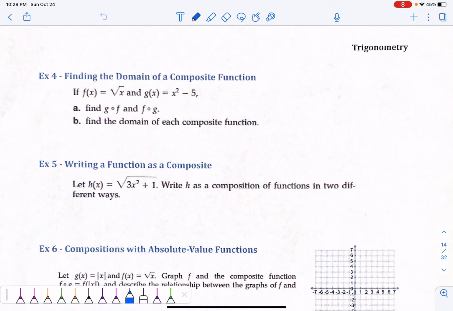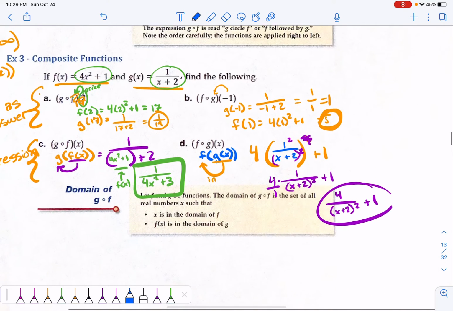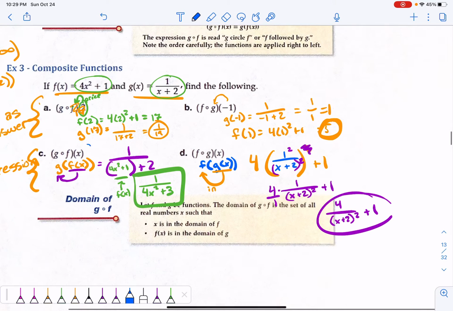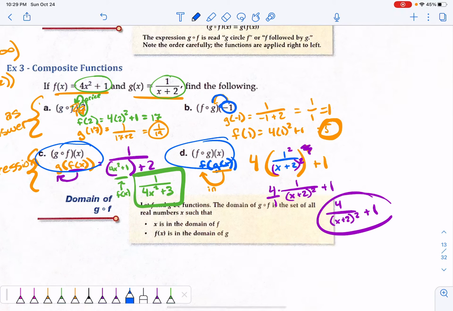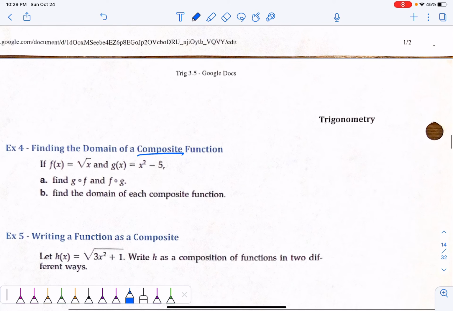So starting with example 4, they talk about domain of composite functions. I think we did composite functions the other day. Yep, here we're sticking one function inside of the other, okay? And I said that if you have a number here, you just plug that number into the inside function, then plug that value into the outside function, versus if it just says x, then that means you're literally taking this inside function and sticking it into the outside function, okay? So that's what they're going to have us do here. They're going to have us do g composed of f and f composed of g, okay?